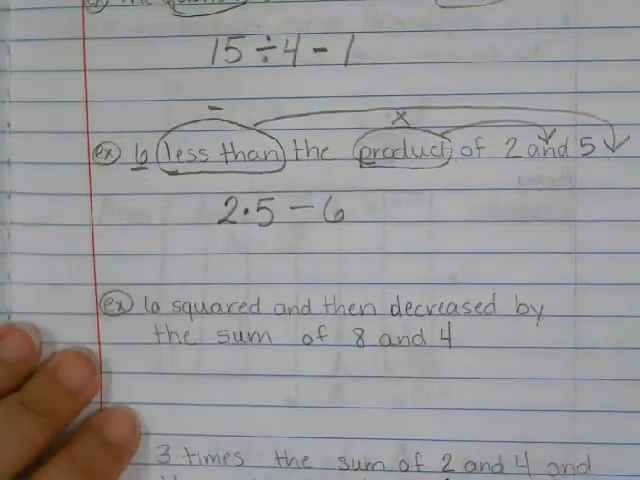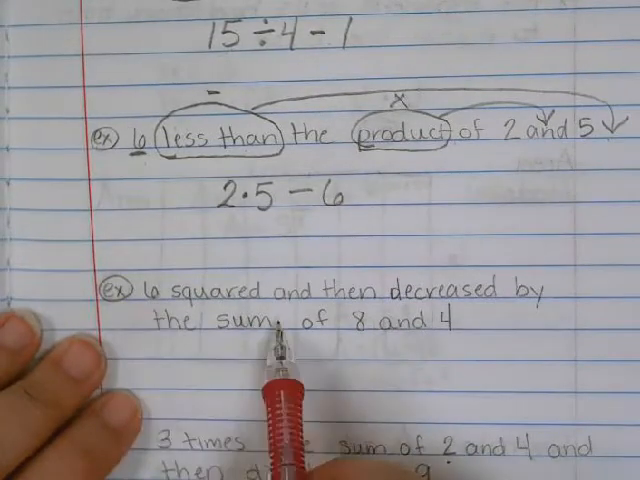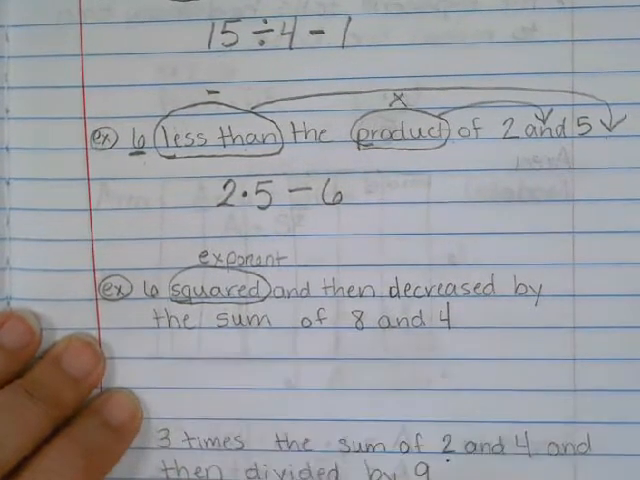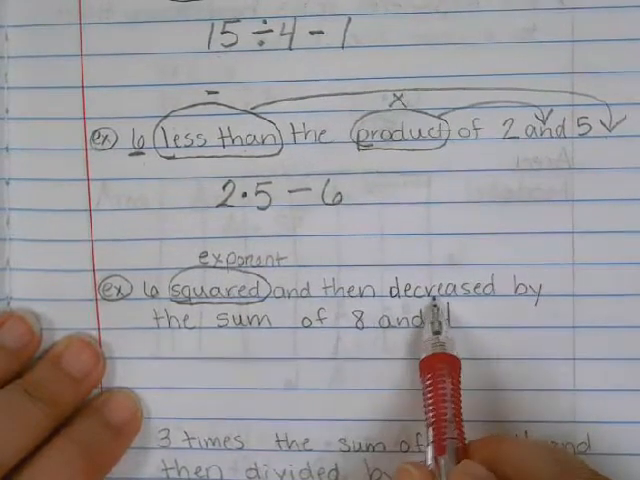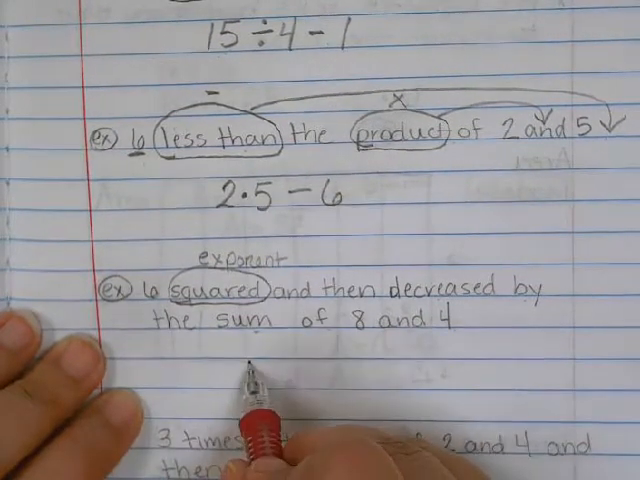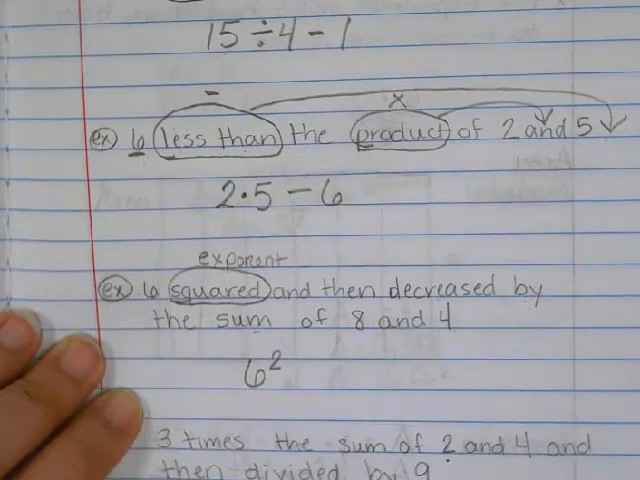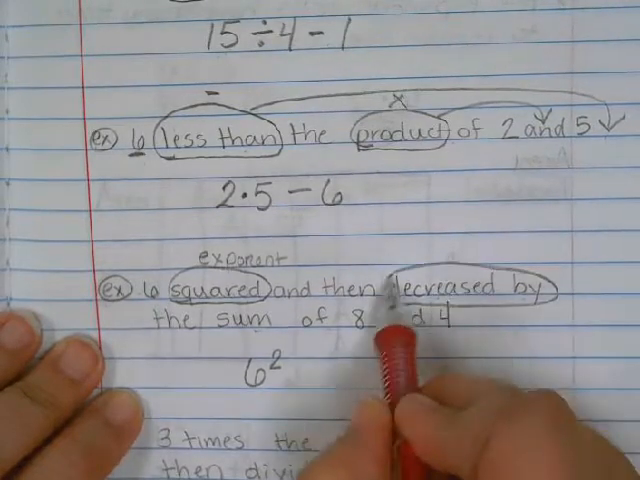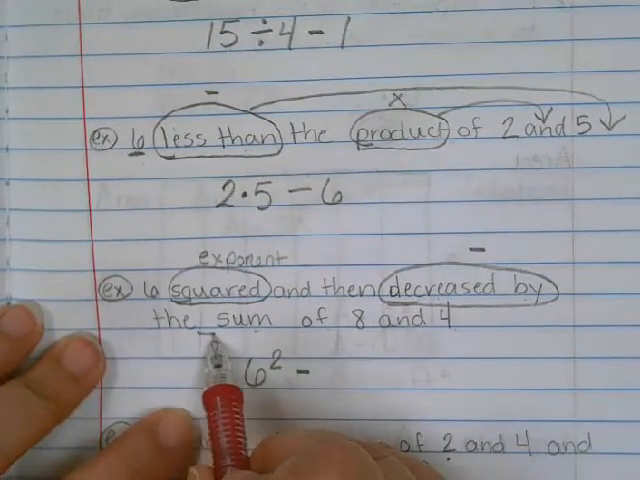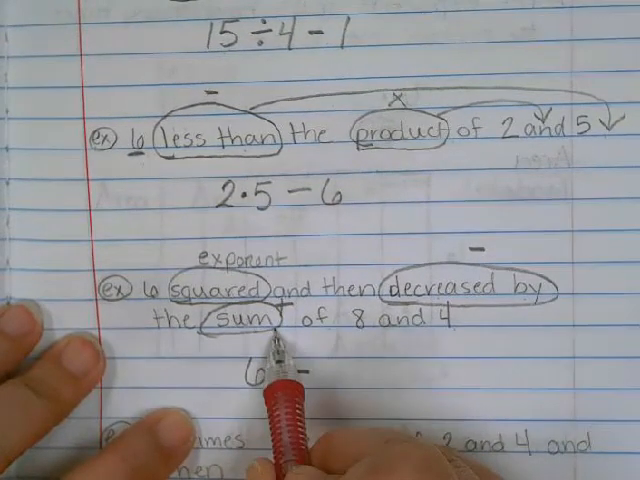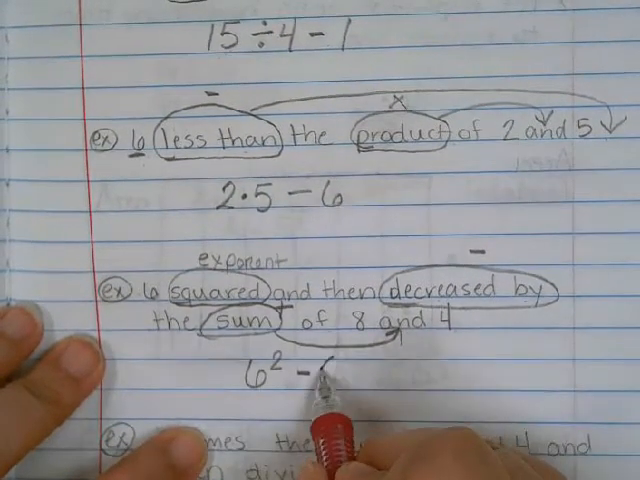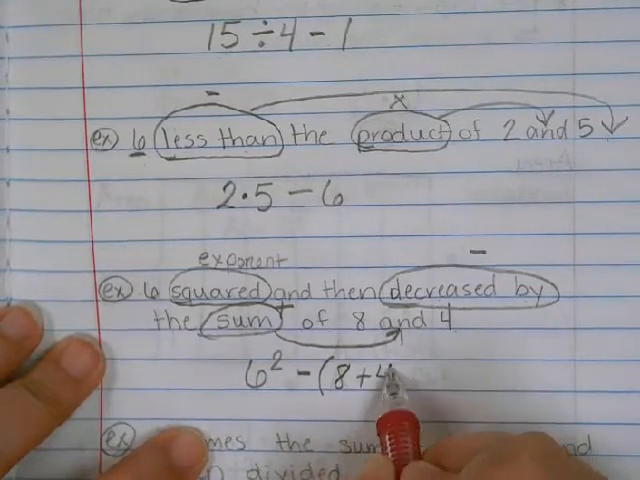On the next one, 6 squared. Remember, this means that there's an exponent. And then decreased by the sum of 8 and 4. So 6 exponent, since it's squared, that's going to be a 2. Decreased by, so this is subtract. So whatever number I get here, I'm going to subtract the sum, which means to add, and sum is going to replace 8 and 4. Since I'm looking for the sum of 8 and 4, it's going to be in parentheses.